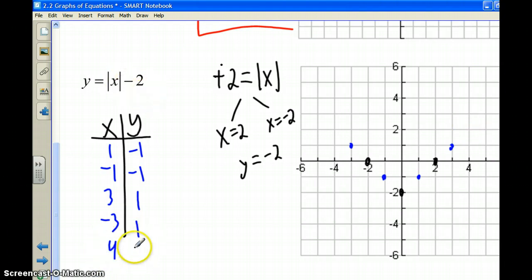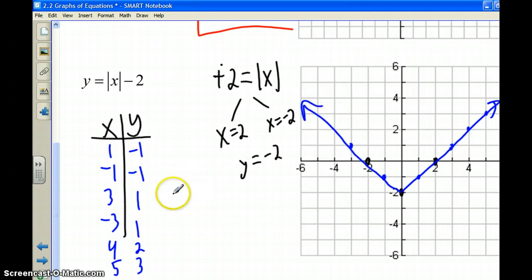And you could keep plugging, maybe you could plug in 4 here, just see what happens. 4 would be 4 minus 2 is 2. 5 would be 5 minus 2 is 3. 4, 2. 5, 3. You've got some of these points here. Pretty soon you realize this is going in a straight line forever, and this is going in a straight line forever. And it looks exactly like a V. And the reason is absolute value.